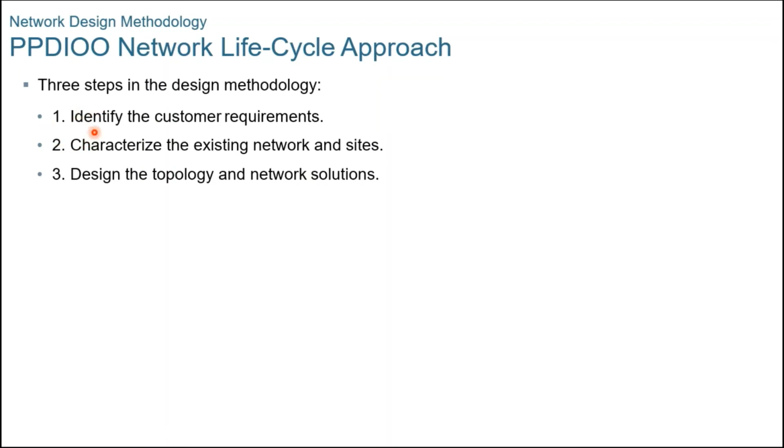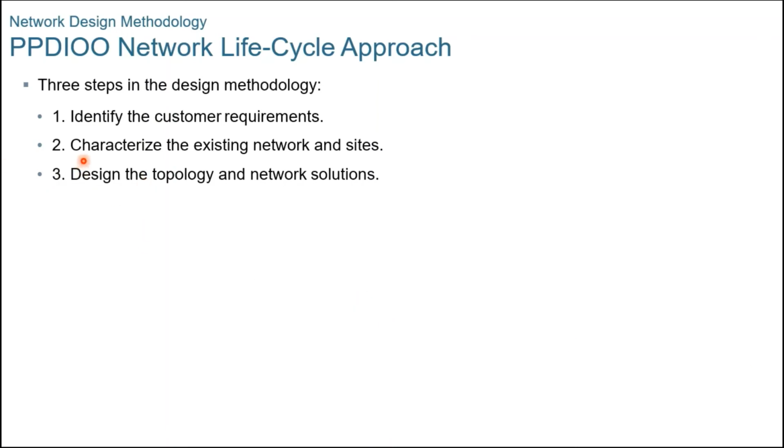So first is identify customer requirements. This is very important. Just like in software development, the first thing to do is to identify the functional requirements or the customer requirements. So also in the network design, it has to be considered. In this step, which is typically completed during the PPDIOO prepare phase, key decision makers identify the initial requirements. Based on these requirements, a high-level conceptual architecture is proposed. So you also have deliverables for each of these phases or steps.